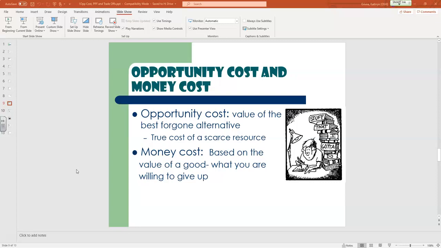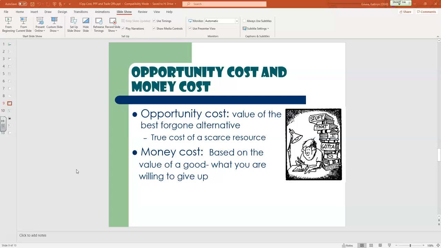All right. Opportunity cost and money cost. Like I said earlier, opportunity cost is just the value of the best foregone alternative, your best next option. Okay, it's the true cost of a scarce resource. To get more water, you might have to walk farther in some countries. To get more food, you might have to wait in a longer line. And then money cost is the value of that good. How important is it to you?